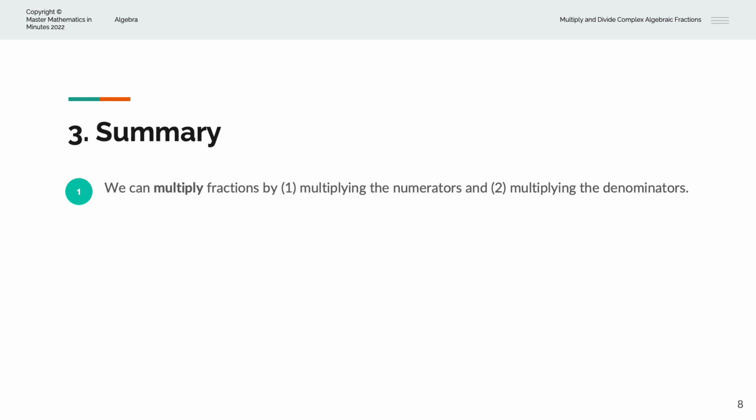To summarize, we can multiply fractions by multiplying the numerators and multiplying the denominators. With a plus b over c plus d multiplied by e plus f over g plus h, we multiply the numerator, which gives us a plus b into e plus f, over c plus d into g plus h when we multiply the denominator.